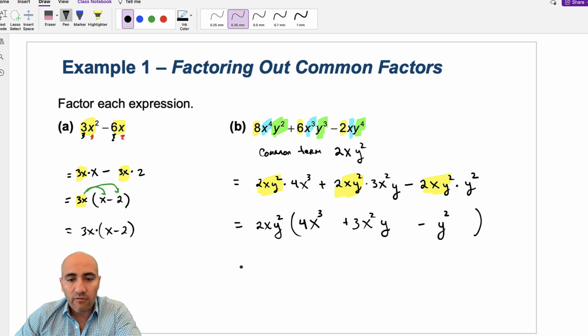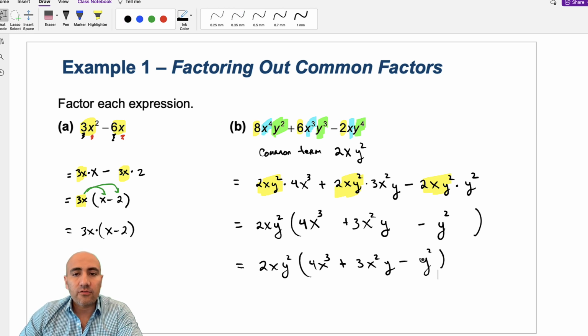And then maybe just a final polish: 2xy squared times 4x cubed plus 3x squared y minus y squared. Okay, so it should be really easy. Factoring out a common term should be the easiest way for you to factor, and that's why it's the first one on my list. Tackle that first, simplify things down. And then once you've done that, re-examine your result and see if maybe there's a way to break it down any further.